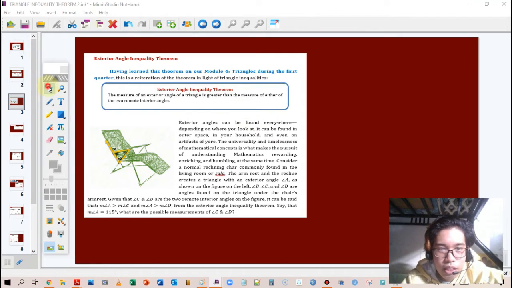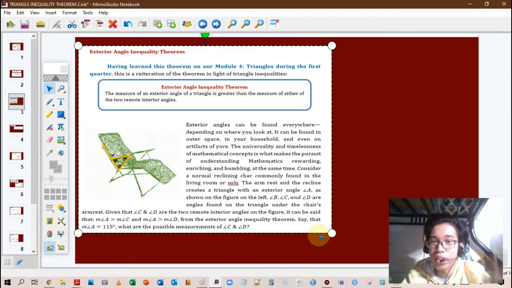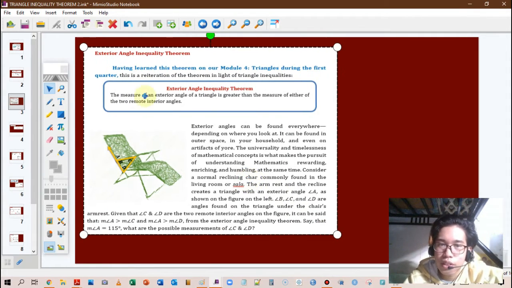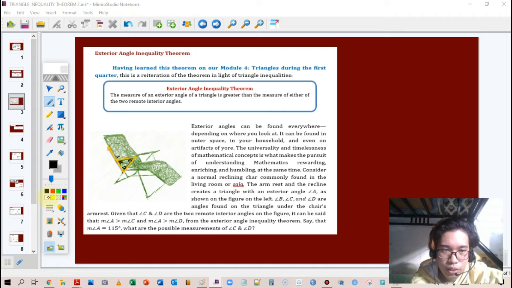We have also the exterior angle inequality theorem. We've already discussed the exterior angle equality theorem, but for the exterior angle inequality theorem, let's say, for example, we have here this chair. It's a common chair that you can see in the sofa or also on the outside in the swimming pool, in the backyard.